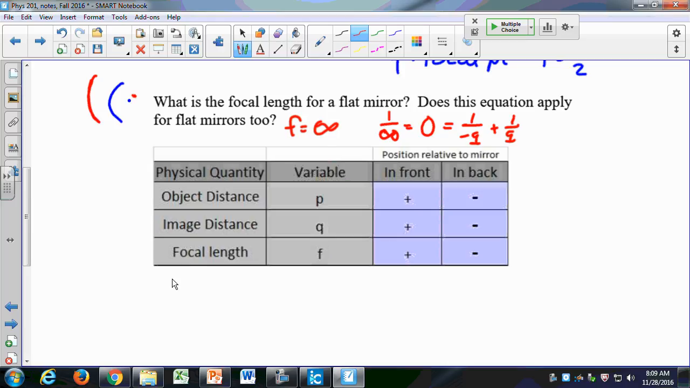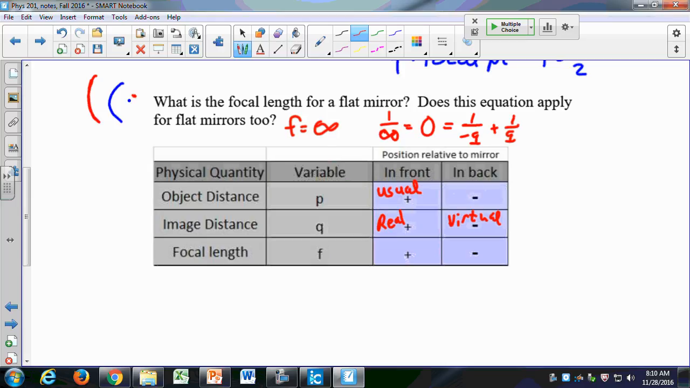Image distance, we've already seen this. If the image is in the front side of the mirror, that's a positive image distance. That's a real image. If it's on the back side of the mirror, it's negative. So positive, remember, is real, and negative is virtual. This is usually the case, so it's usual that P is positive. And then the focal length, if it's in front of the mirror, it's positive. If it's in back of the mirror, it's negative.